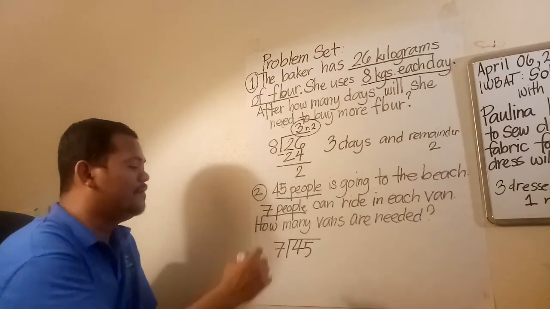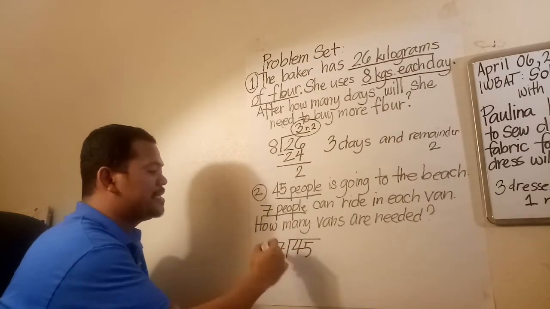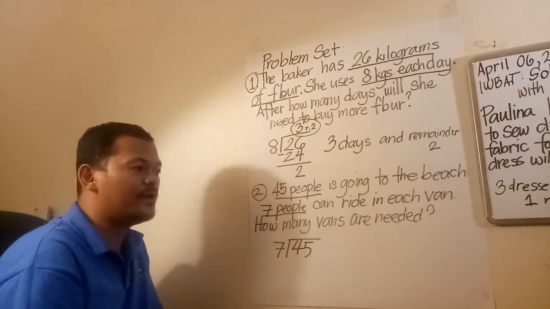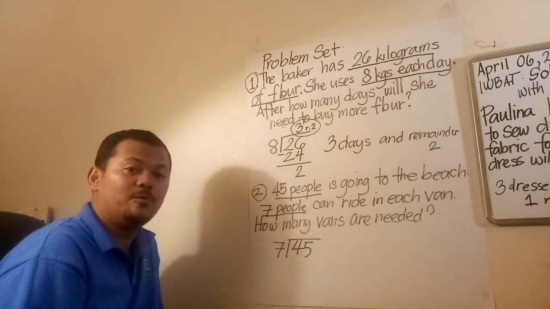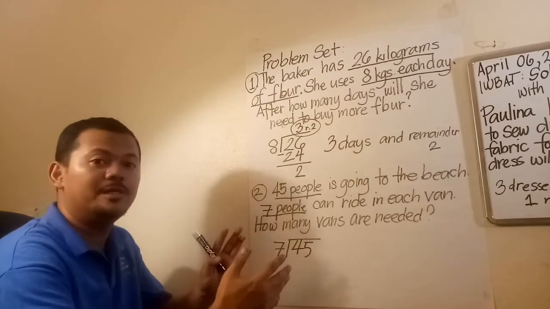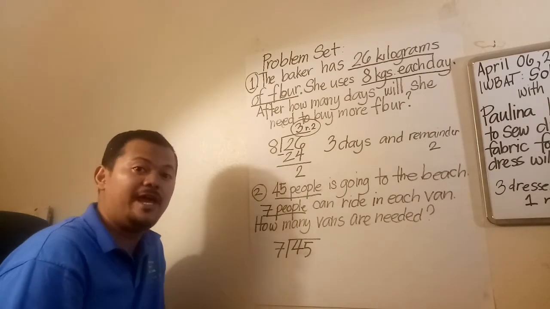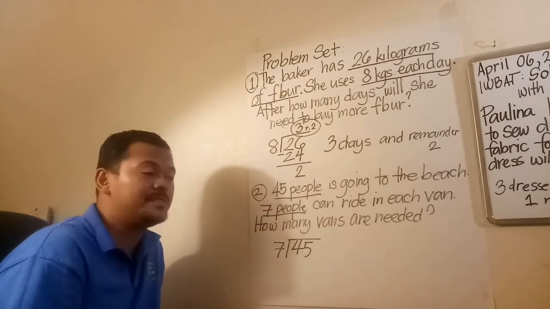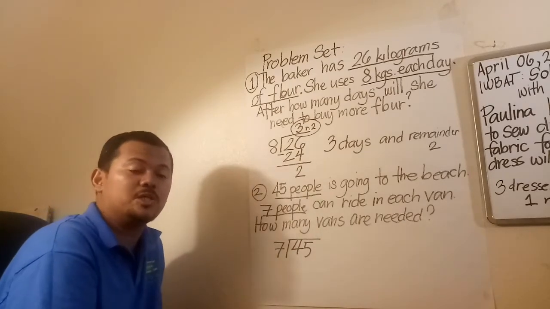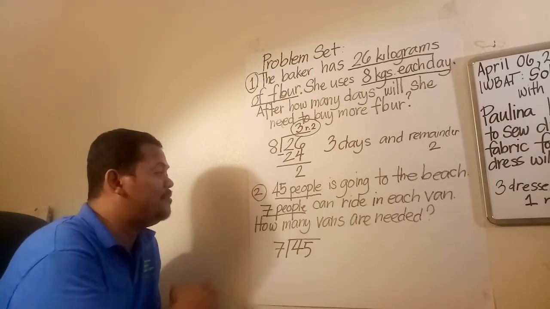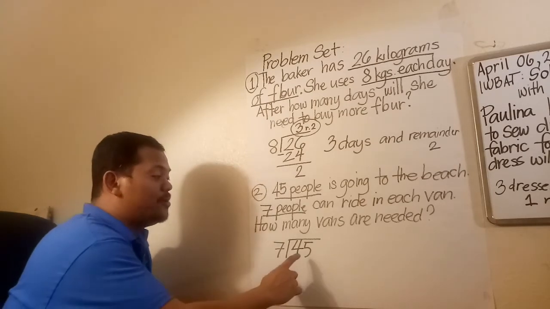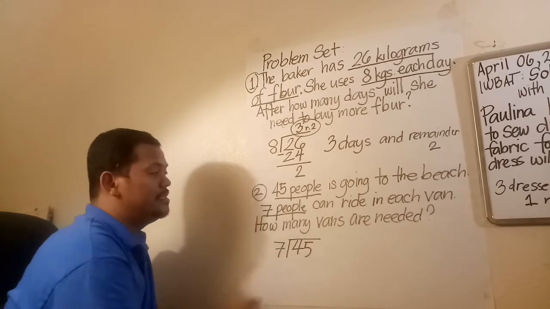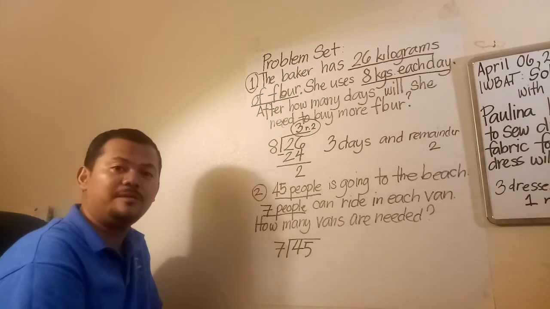So 45 people divided by 7. We need to find out how many vans are needed. So if you're going to have a remainder, we need also to use that number to add another van, because we cannot let them stay, right? So we need to bring them also to the beach. We got 45 people and we have only 7 people per van. Therefore, let us divide 45 people by 7. Okay? So take your time to answer.